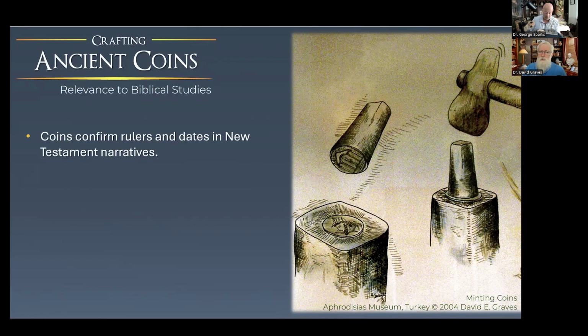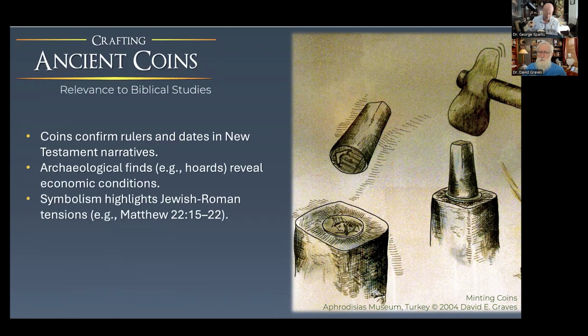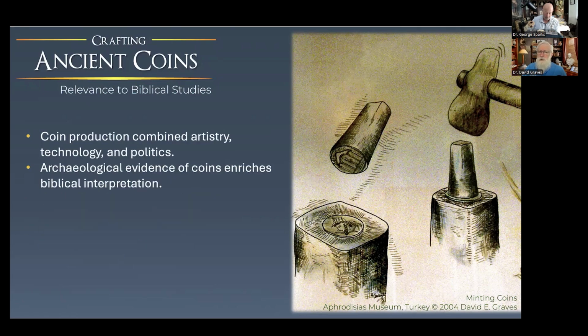So the coins confirm rulers and the dates in the New Testament narratives. They help us date. So that's why they're very, very valuable. And these hoards reveal the economic conditions of the time as well. The symbolism highlights the Jewish-Roman tensions. They provide tangible context for Jesus' and Paul's teachings. So it shows the artistry, the technology, and the politics, and evidence of coins enriches our biblical interpretation and our connection to the first century world of scripture.